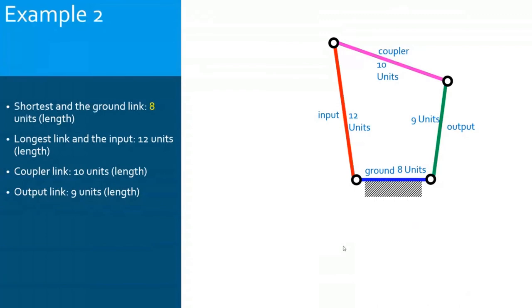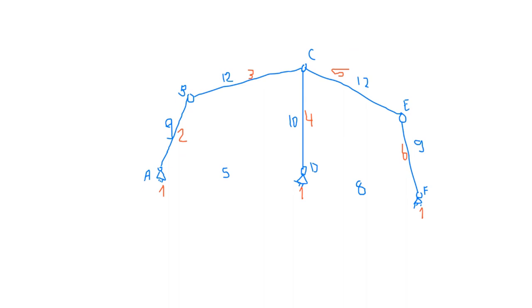Just increase it. Okay, I consider exactly the same mechanism, but I increase the length of the ground by 3. So now the ground is 8 and not 5. So in this case, it will be non-Grashof. Why? Because 12 plus 8 makes 20, and now 20 is higher than 19. Now it is a double rocker. Now, let's explain a little bit why it is a triple rocker.